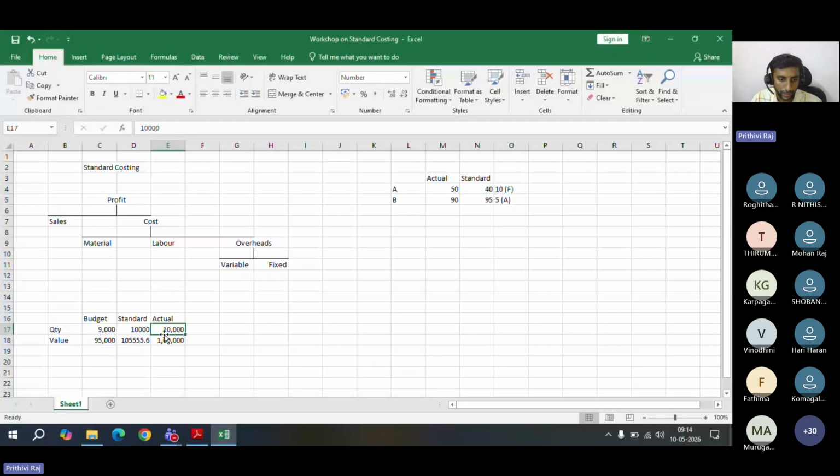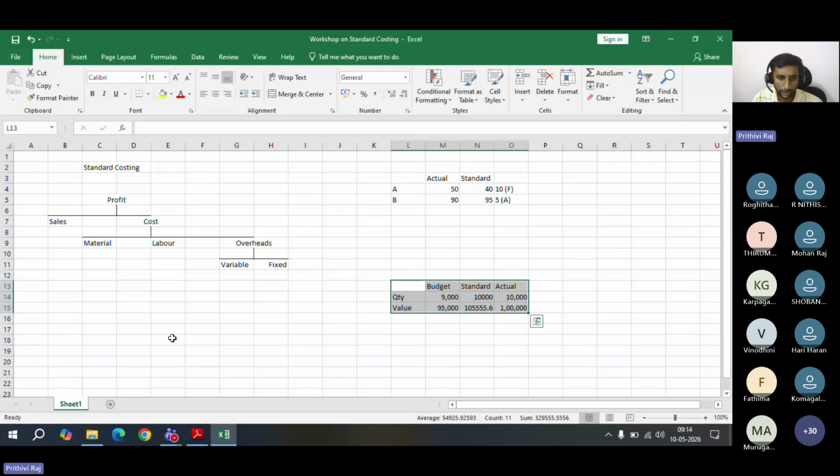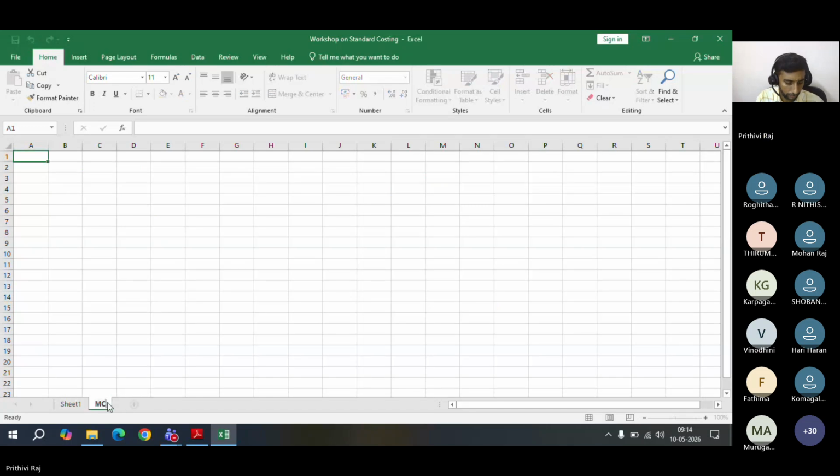So what I do, I can take the standard quantity with respect to actual output. And this standard value is taken from the budgeted value. And I do a comparison. Just have this understanding. Furthermore, we can discuss. When material cost variance, I'll discuss in detail. Now let's go to the first variance, material cost variances.